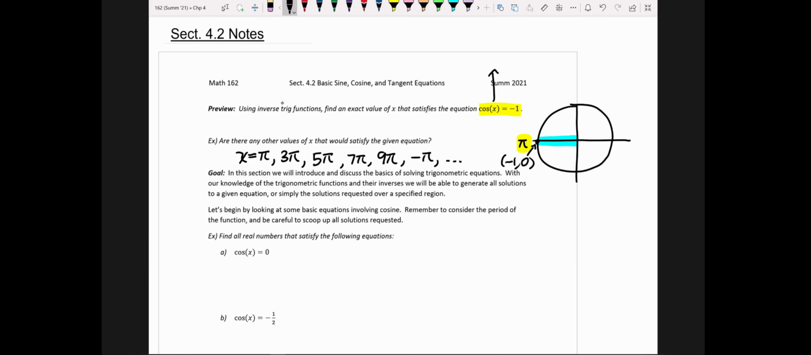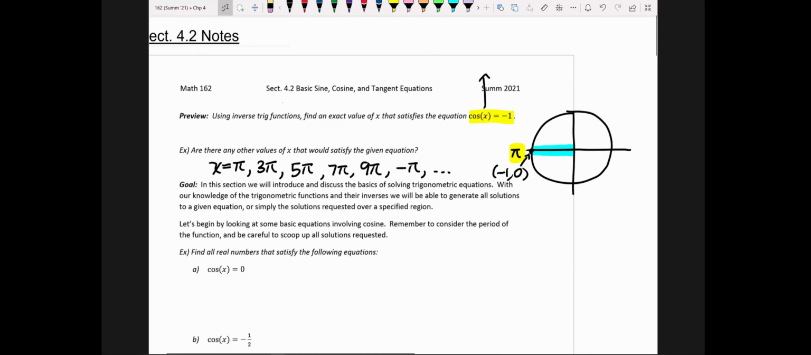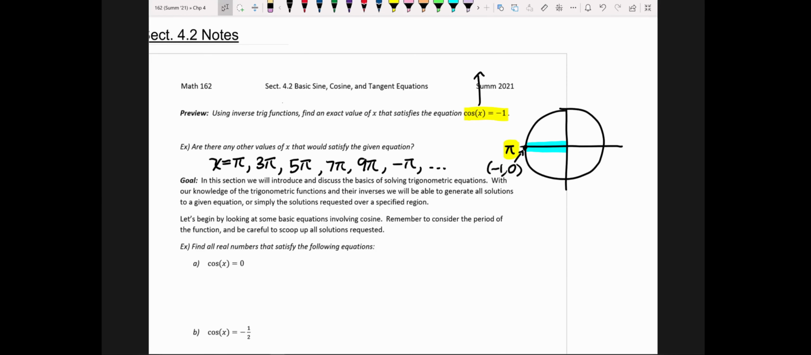Because we know that for any given angle, if we add or subtract one full rotation, we get a coterminal angle. So if we add or subtract 2 pi, we'll get coterminal angles that also satisfy the equation. So this is a very important concept for us to understand before we go into solving trigonometric equations.